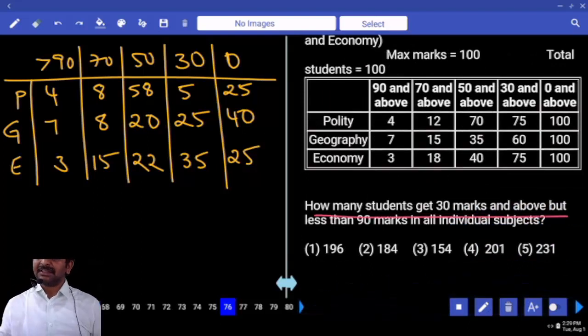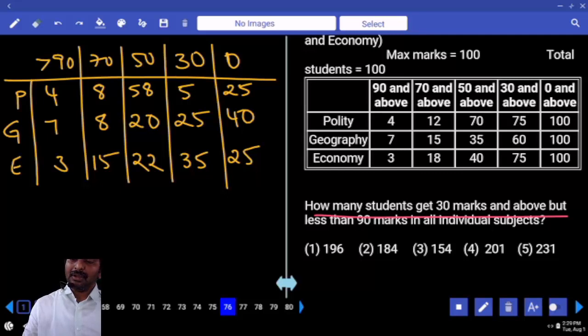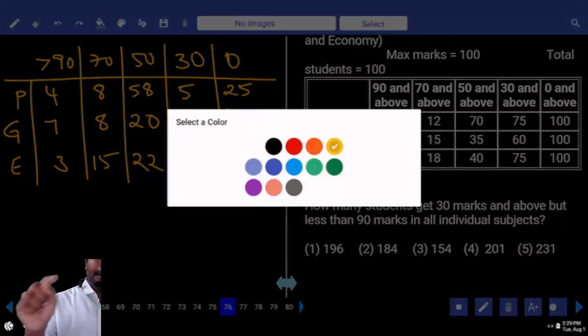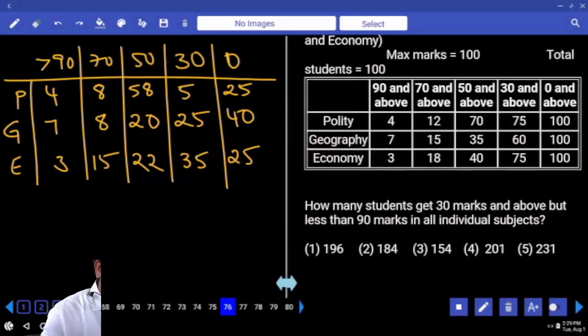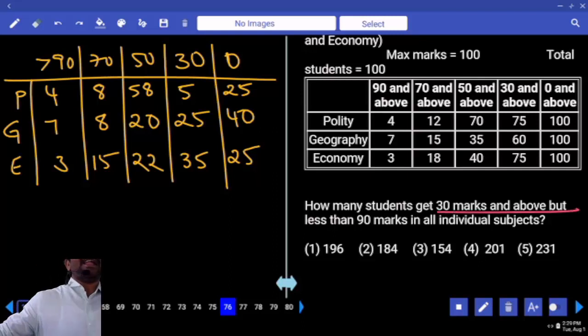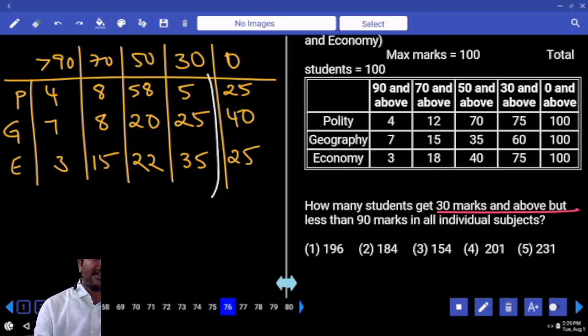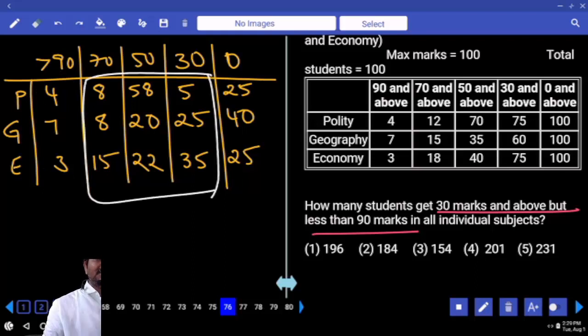How many students get 30 marks and above but less than 90 in all the individual subjects? 30 and above they are saying, right? So can we consider 30? The statement says 30 marks and above. Can we consider 30? Yes. So for all subjects, right? From here. But it has to be less than 90, right? So can we consider these values? So that means we need to add all these values only.